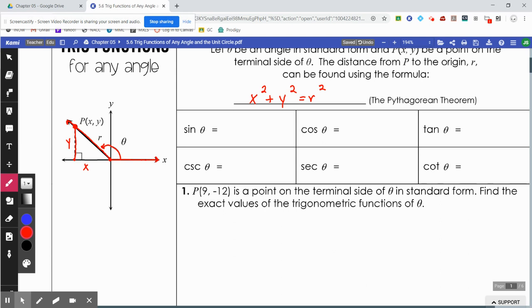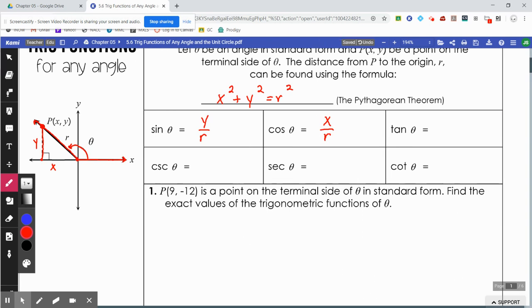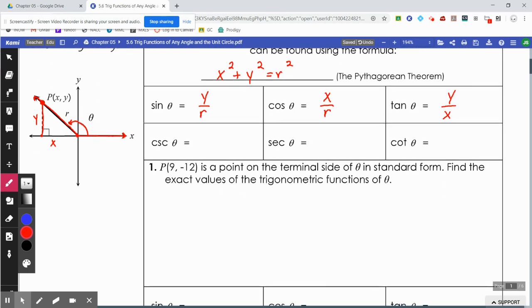If that's the case, then the sine of the angle theta is opposite over hypotenuse, which is y over r. The cosine of theta is x over r. The tangent of theta is opposite over adjacent, which is y over x. The cosecant is the reciprocal of sine, so that's r over y. Secant is the reciprocal of cosine, which is r over x. Then cotangent is x over y.